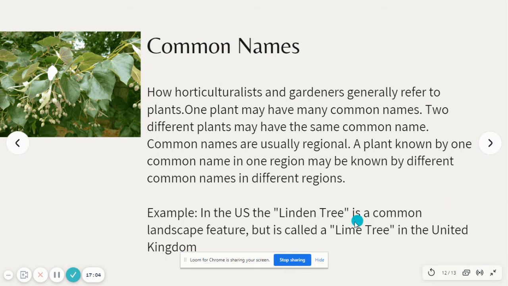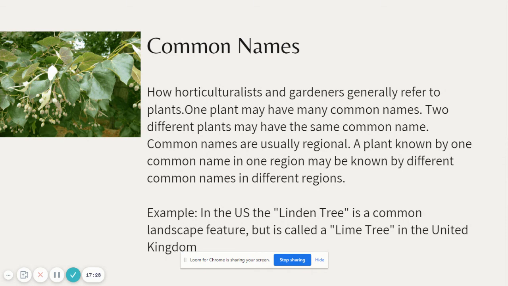So in this example down here, what we call in the U.S. a linden tree is called something different in the United Kingdom. It's called a lime tree there. So if you go over to Great Britain and you tell them you need a linden tree, they're going to be like, I have no idea what you're talking about, or they're going to give you something different than what you asked for, because it is a regional description.